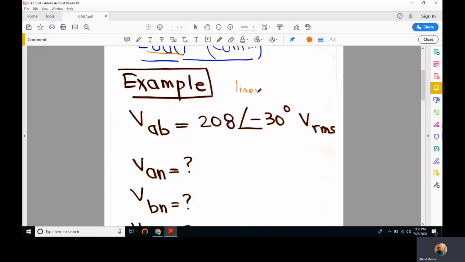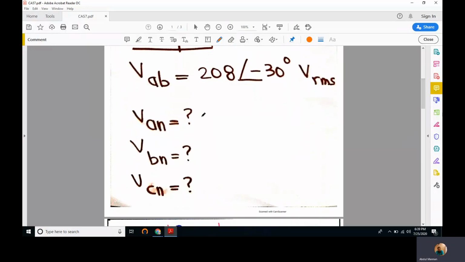line voltage VAB equal to 208 at an angle of minus 30 volts. It's an RMS value, and we are supposed to find the set of three phase voltages VAN, VBN, and VCN. And we know that A to N, B to N, and C to N are phase voltages. We studied phase voltages and line voltages in our last lecture.